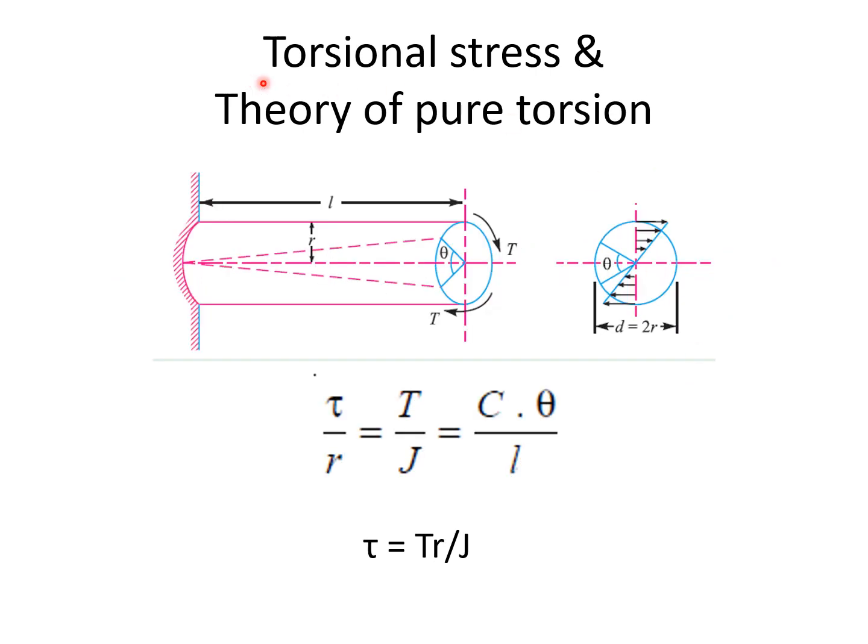Then to find the torsional shear stress, the equation is similar to the bending equation. Tau, torsional shear stress, is equal to Tr by J. T is the torsional moment, r is the radius of the cross section, and J is the polar moment of inertia.